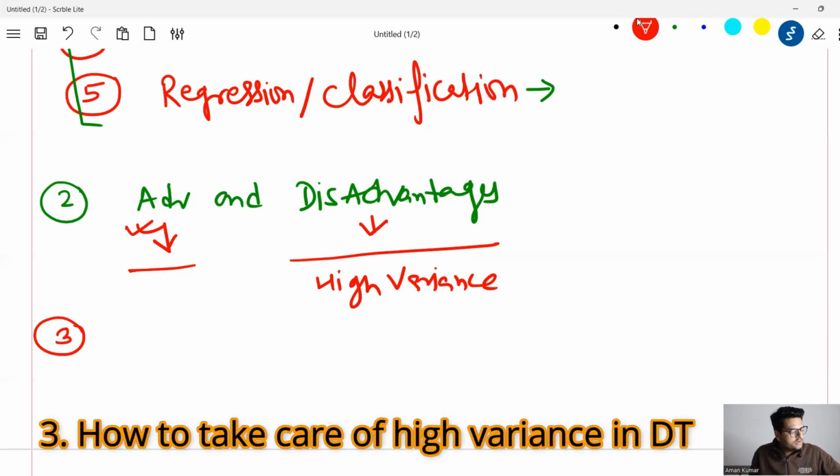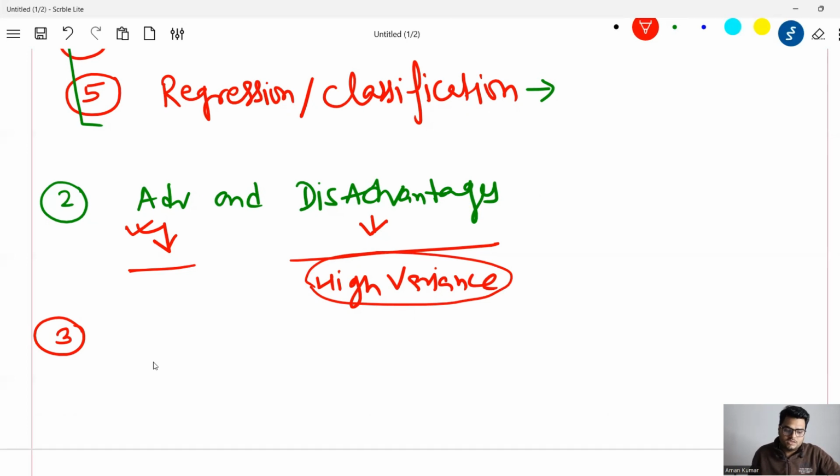What is the third question? The third question is, how do you control this high variance of a decision tree? I spoke about the high variance, right? How do you control this high variance? So high variance can be controlled by something known as pruning of the decision tree, right? Pruning can be of two ways. One is called pre-pruning and one is called post-pruning, right?